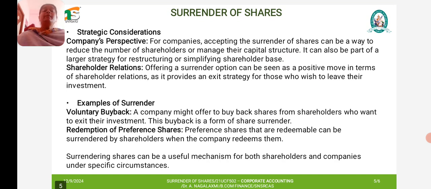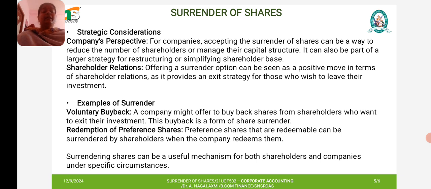Strategic consideration, the company's perspective. For companies, accepting the surrender of shares can be a way to reduce the number of shares and manage their capital structure. It may also be a part of a larger strategy for restructuring or simplifying the shareholder base. Shareholder relations: offering a surrender option can be seen as a positive move in terms of shareholder relations, as it provides an exit strategy for those who wish to leave their investment.